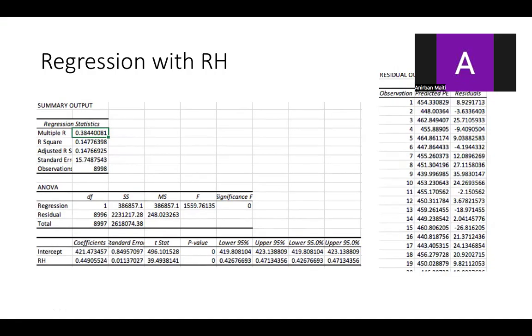Next one is RH. The same thing applies to relative humidity. As we can see, the R-square value is very low and the standard error is really high. So we cannot use this model to predict the output.